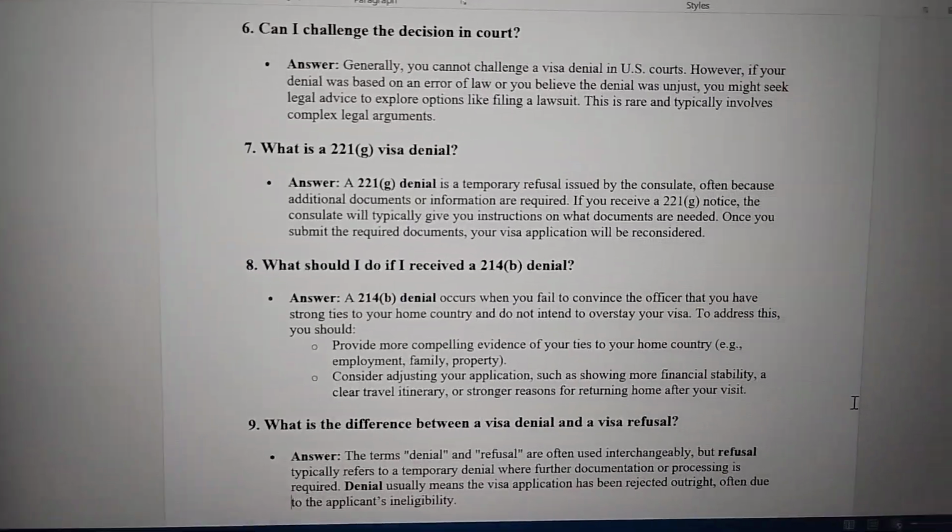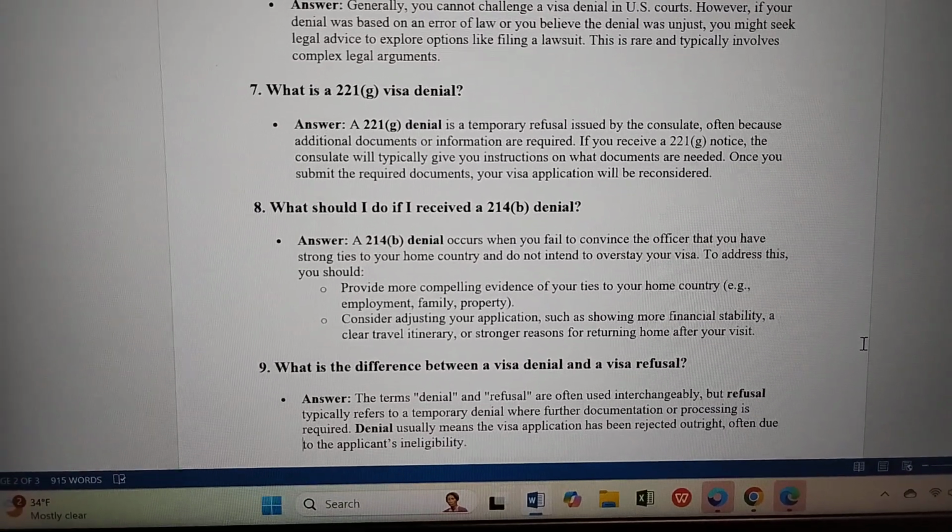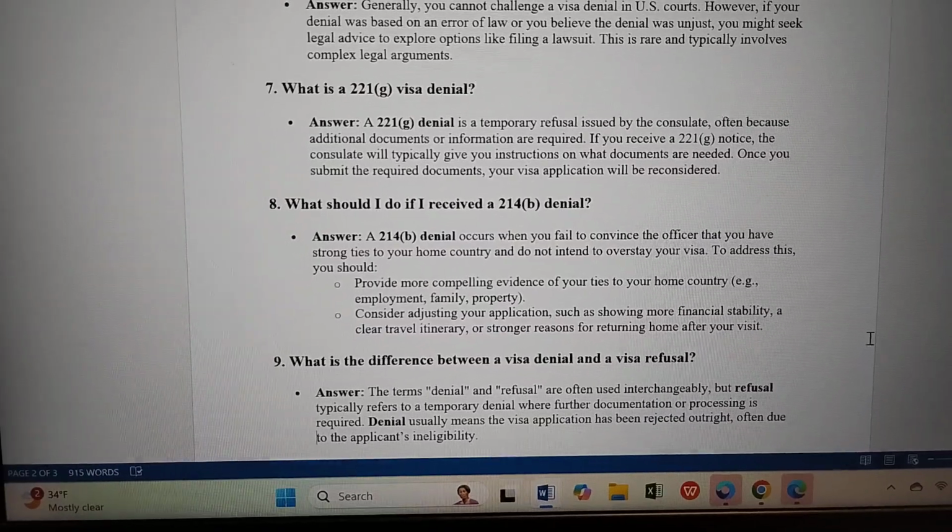What should I do if I receive a 214B denial?